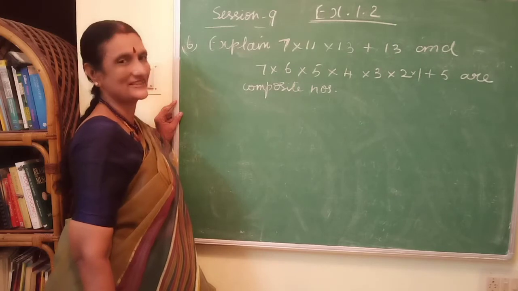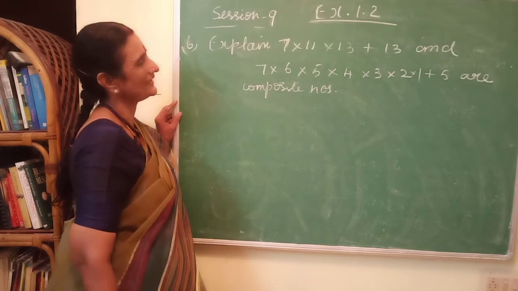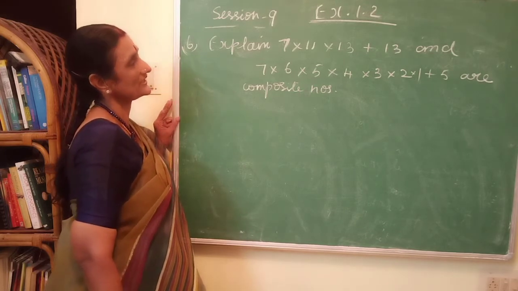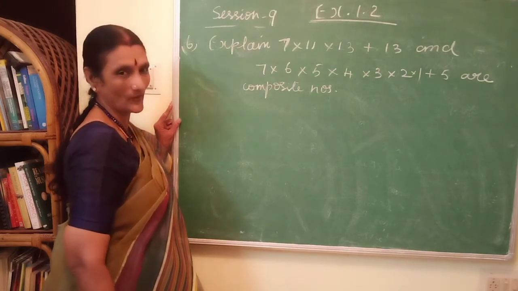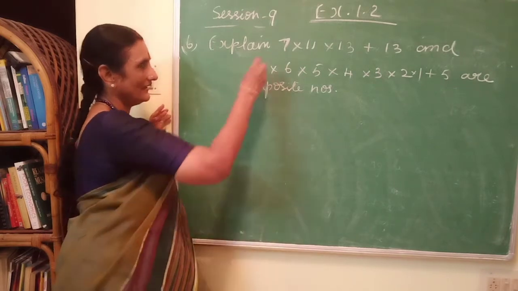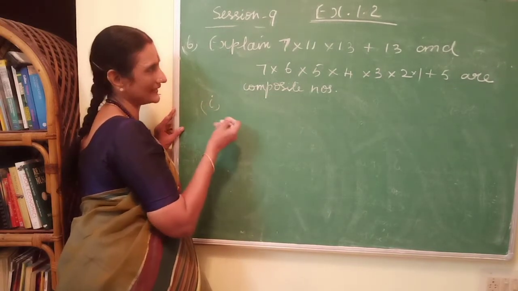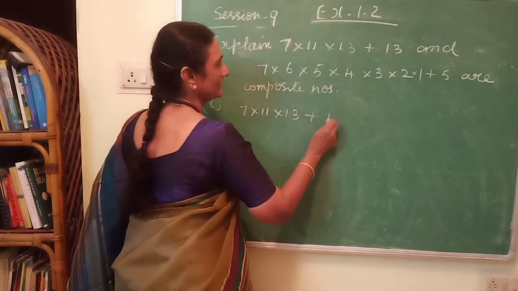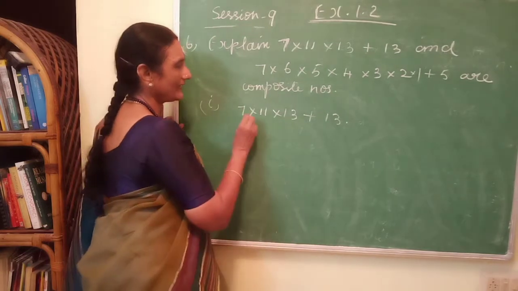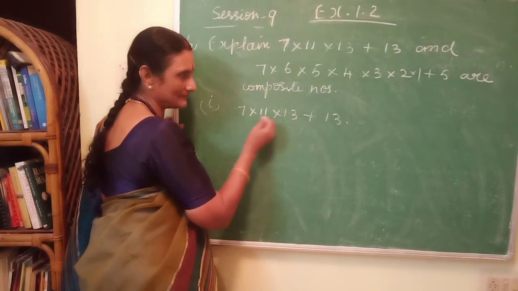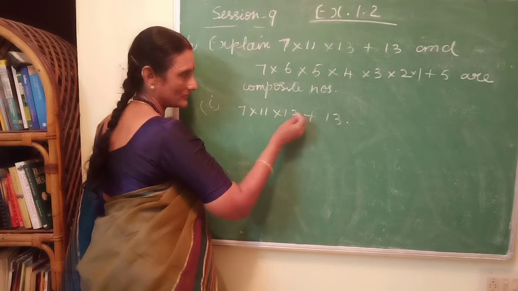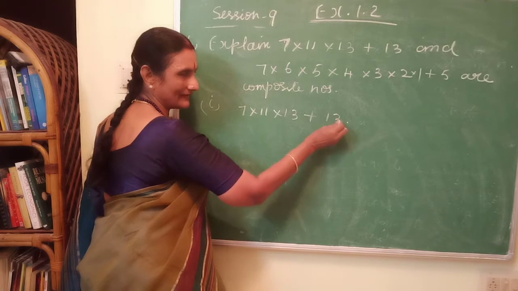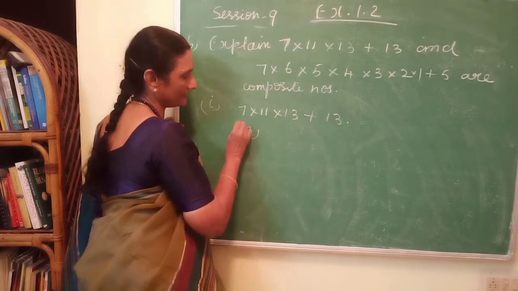Now here, sixth sum. Explain why 7 into 11 into 13 plus 13 and 7 into 6 into 5 into 4 into 3 into 2 into 1 plus 5 are composite numbers. Let us take the first one. I'll just mark a subdivision 1. 7 into 11 into 13 plus 13. Now here this is considered as a separate term, this is considered as a separate term. So this is multiplication with 13 and then there is a plus sign and another 13. I'm going to take 13 out.